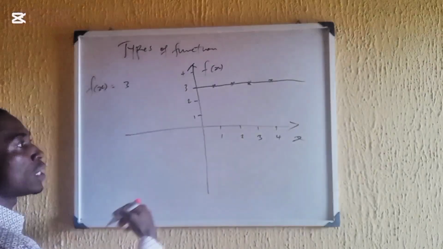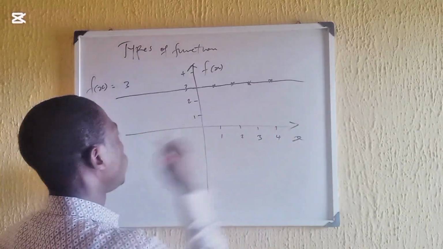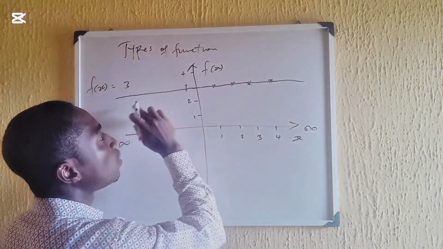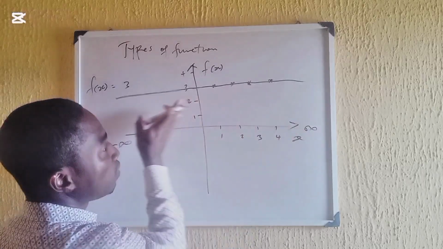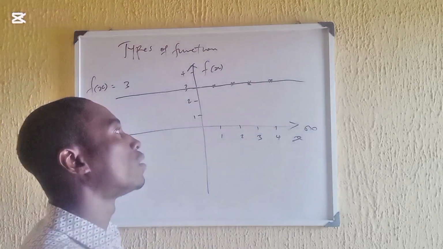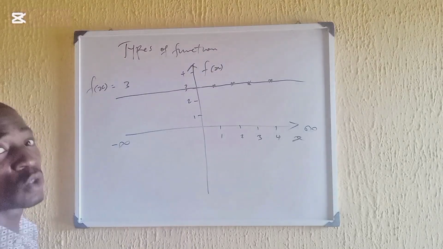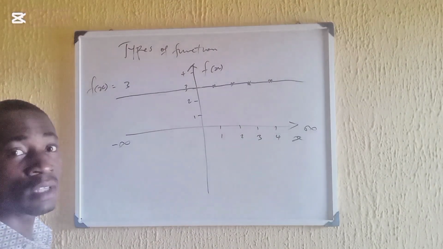Then depending on where we started from, that means from negative infinity to positive infinity, the value of the function is the same, which gives birth to a horizontal line. So in other words, we can say that any function that gives us a horizontal line when plotted on a graph is a constant function.